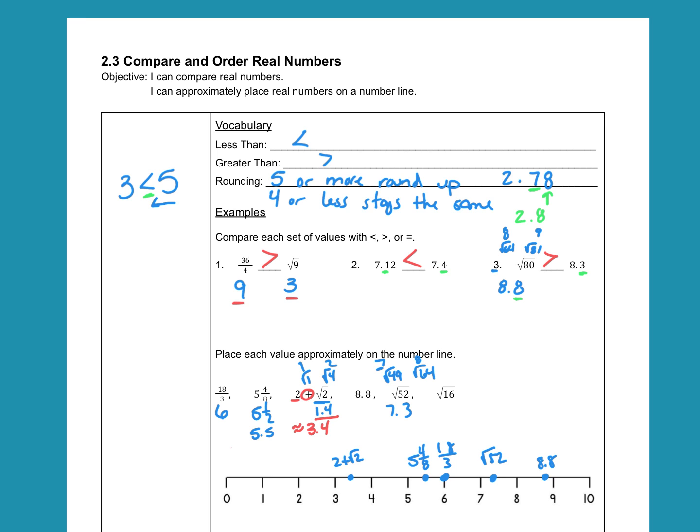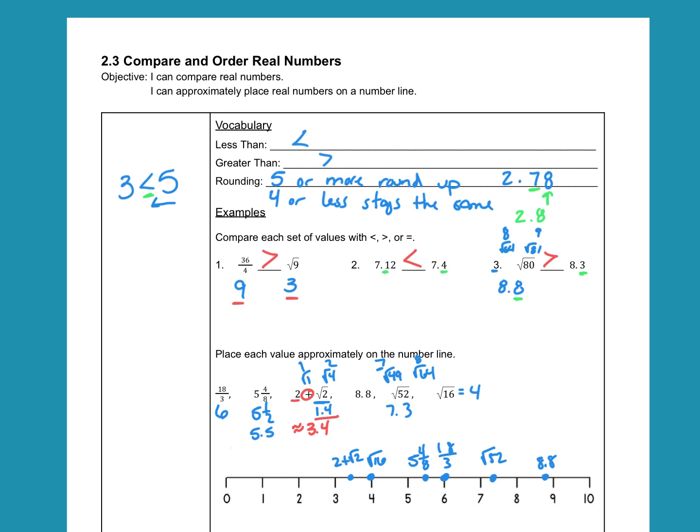Notice on my number line I'm always putting back that original form, because those are the actual numbers that we are trying to order. And square root of 16 is exactly 4. Remember, square root means what number times itself, and 4 times 4 is 16. So exactly on the 4 is the square root of 16. So now we've placed all those numbers on the number line.